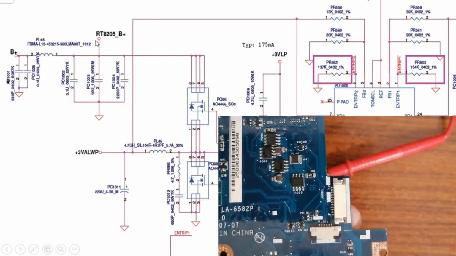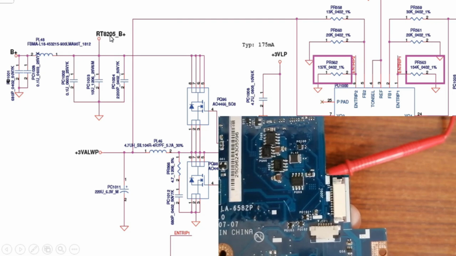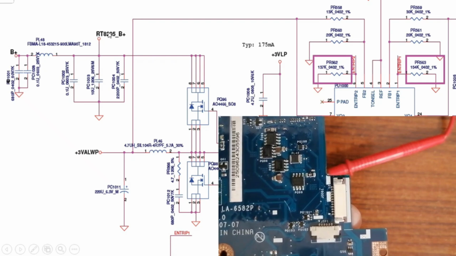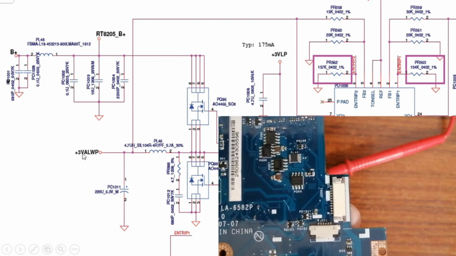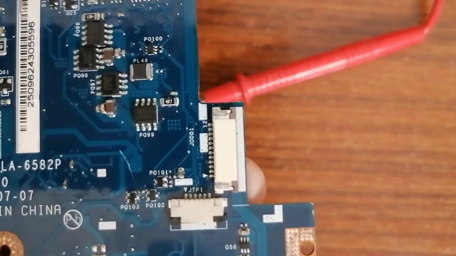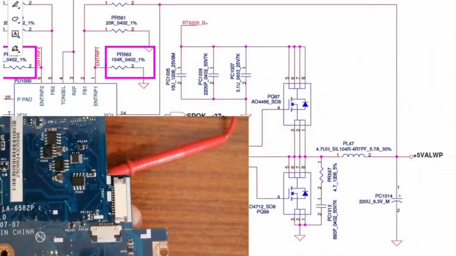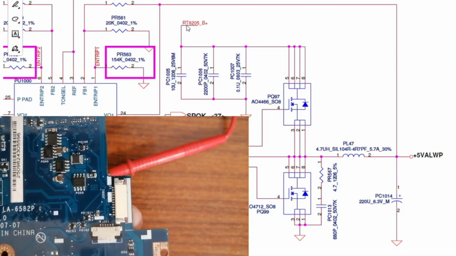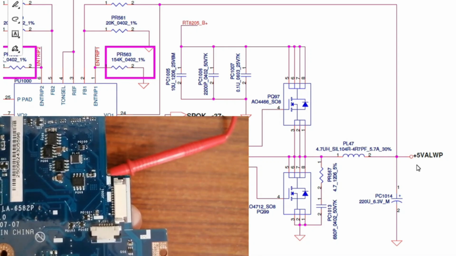And as you can see here, we have RT8205 B plus. This B plus means 19 volt. This is the same voltage that is applied to the plus 3 volt channel, and it will also be applied to the 5 volt channel. As you can see, RT8205 B plus will also be applied to this 12 voltage regulator to get plus 5 volt always.